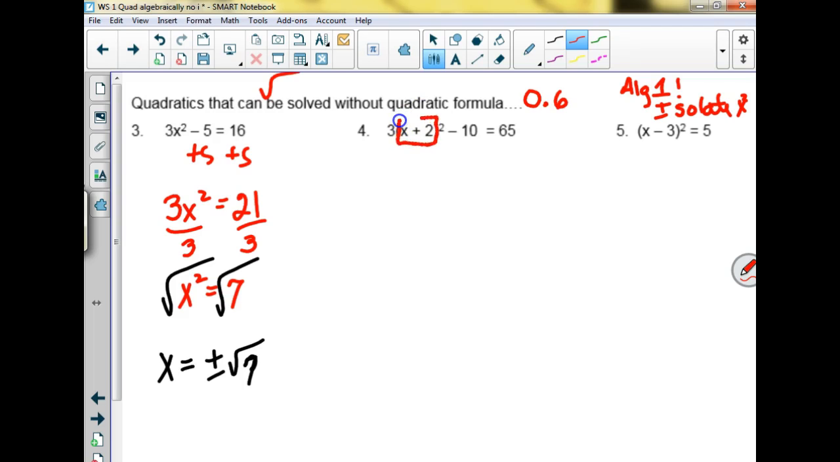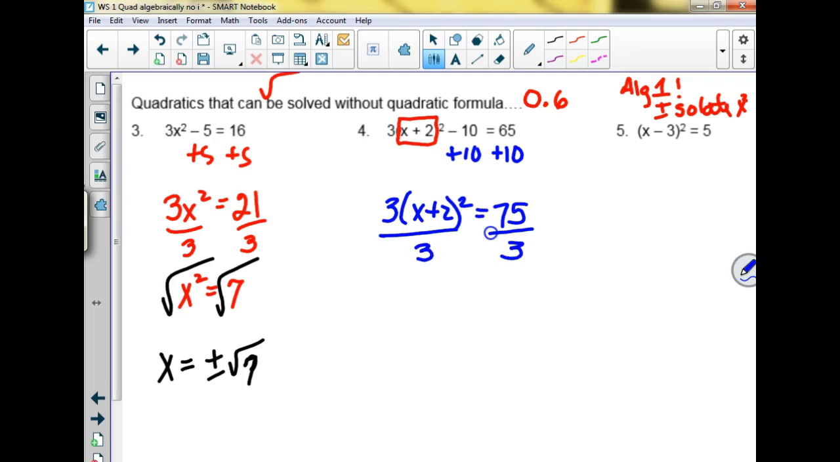Just pretend this is an unknown right now. We want to isolate that box. What would we do first? Add the 10. Now, I can't distribute because there's a squared there. Is there something else I can do to get rid of the 3? Divide. Now what can I do to get rid of the squared?